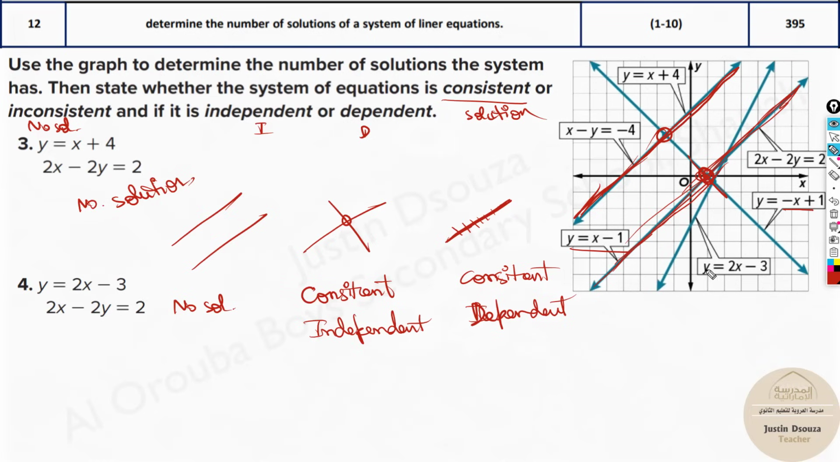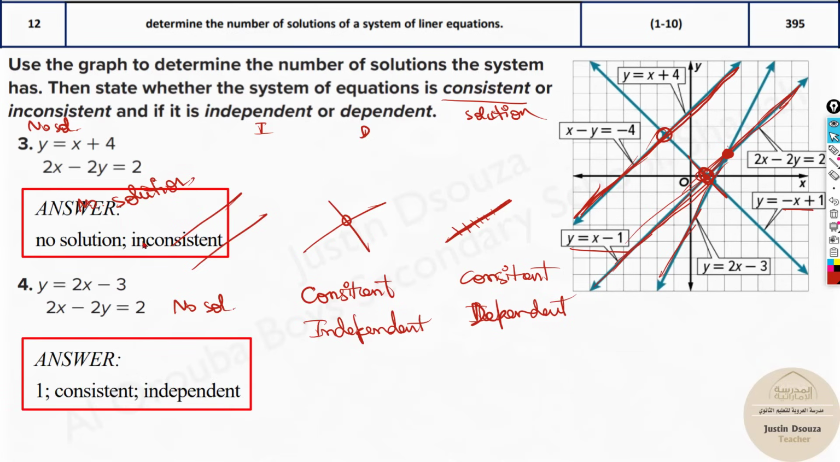What about this equation? We can see it as y is equal to 2x minus 3. This is the equation. And this one, they touch at this point. There is one solution and it is consistent, independent. It's no solution. Okay, if it's no solution, remember it is inconsistent. That is no solution. Now here was one.